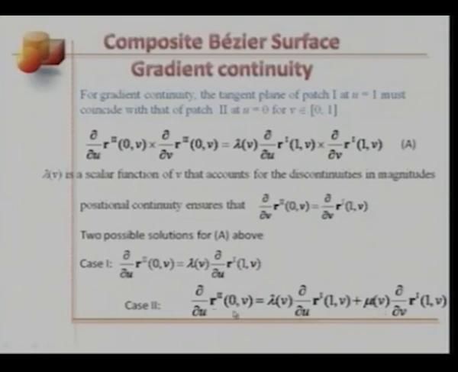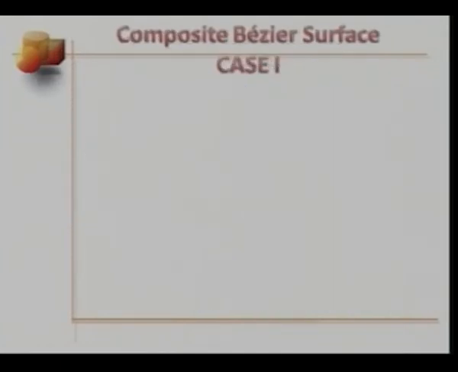If you plug in this equation here, you will see that you get the right hand side. Of course, case 2 is a generalization of case 1. Let's look at case 1 in detail.